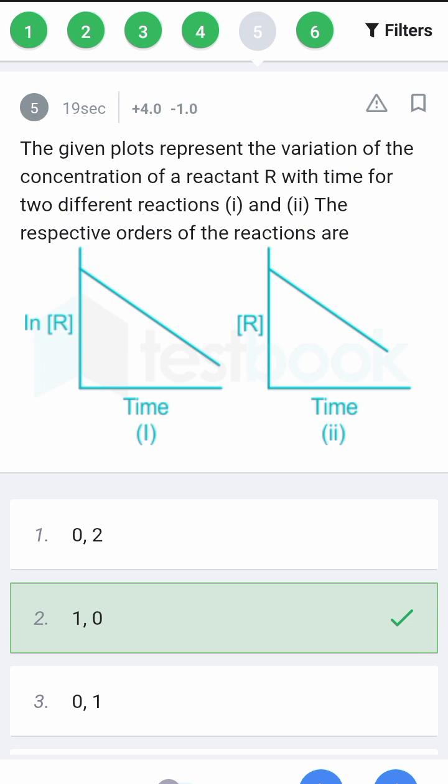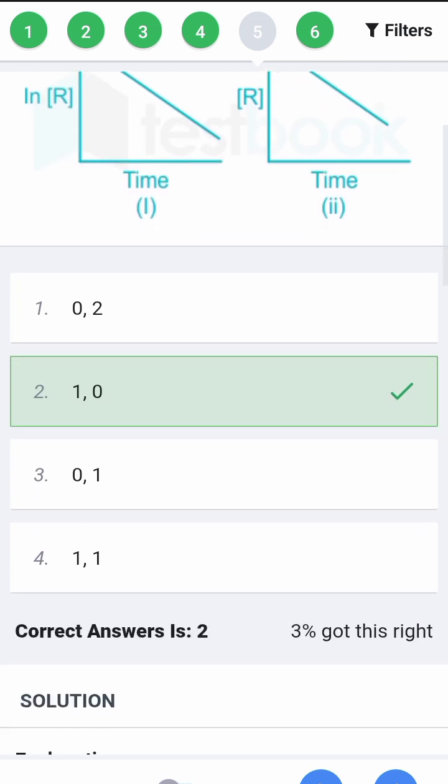Fifth question: the given plots represent variation of concentration of reactant R with time t for two different reactions, first and second. The respective orders of the reactions are: ln R versus time, R versus time. So the first one is like ln Rt is equal to ln R naught minus kt, and minus k becomes the slope and ln R naught becomes the intercept. So it is a first order reaction. And in the second figure, Rt is equal to R naught minus kt, and minus k becomes the slope and R naught becomes the intercept. So this is a zero order reaction. So the second option is the correct answer.